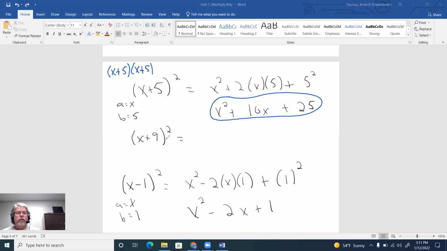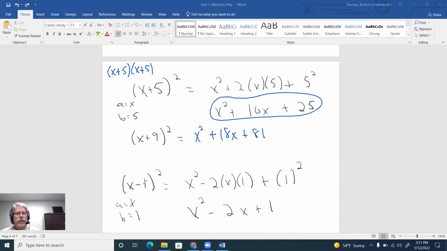So if I have (x + 9) squared, there are 3 moves. You square the x. You multiply the 9 times the x, and then you double it, or in other words, multiply by 2. 9 times x is 9x, times 2 would be 18x. And then you square the last term. 9 squared would be 81. So that would be that.